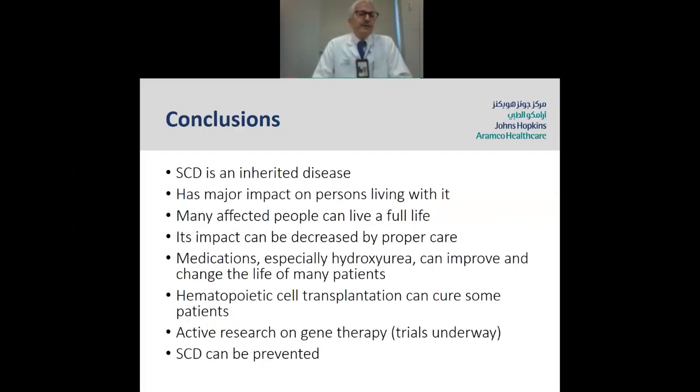So at the end, I'd like to summarize what we've been discussing. Sickle cell disease, an inherited disease, has a major impact on the person living with it and their families, of course. But many affected people can live a full life. Its impact can be decreased by proper care. Medication, especially hydroxyurea, can improve and change the life of many affected patients. Hematopoietic cell transplantation can cure some of the patients. There is active research to improve and refine gene therapy. And just to remind everybody that sickle cell disease can be prevented.